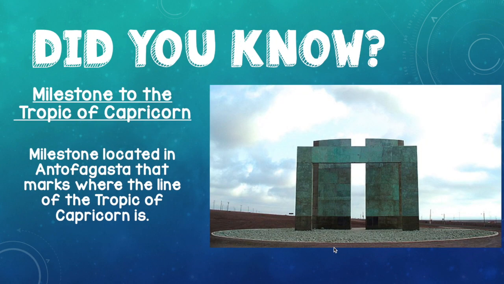Did you know? In Antofagasta, we have a milestone dedicated to the Tropic of Capricorn. This milestone is located near the airport of Cerro Moreno, and it marks where the line of the Tropic of Capricorn is. It shows you exactly where this imaginary line crosses our city.